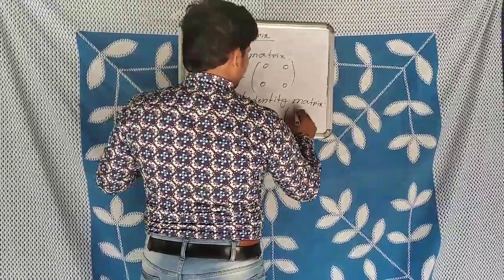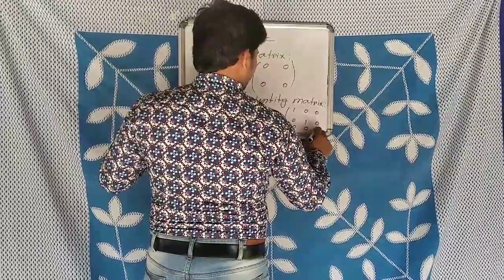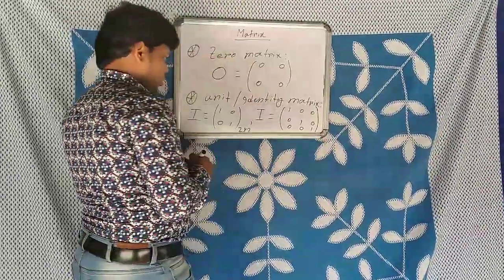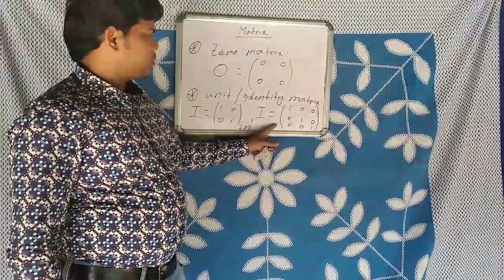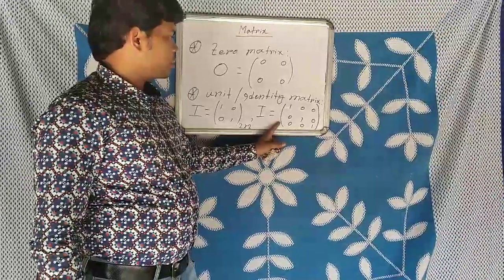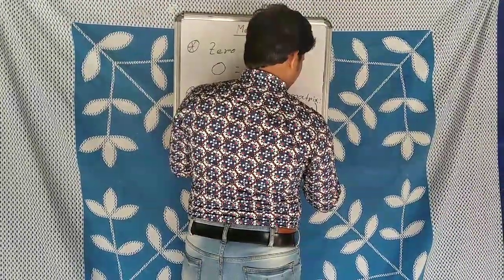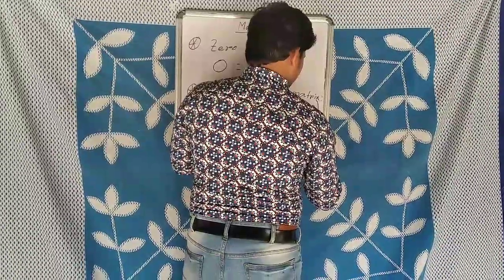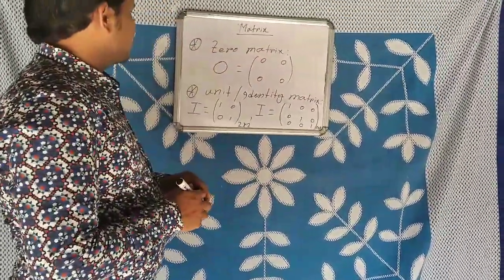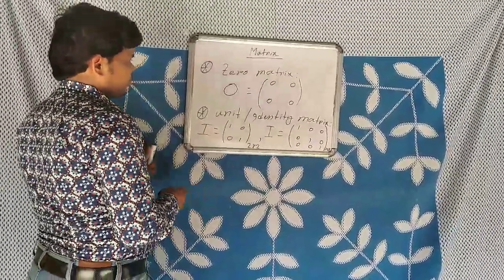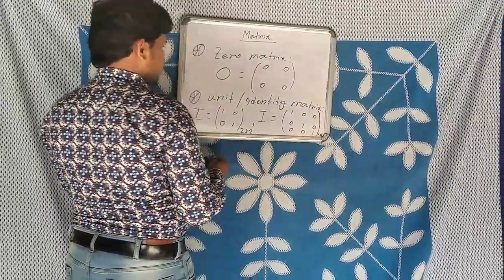Capital I equal to 1 0 0, 0 1 0, 0 0 1. This is an identity matrix of order 3 cross 3, because there are 3 rows and 3 columns. So this is an example of identity matrix. This is also an example of identity matrix.